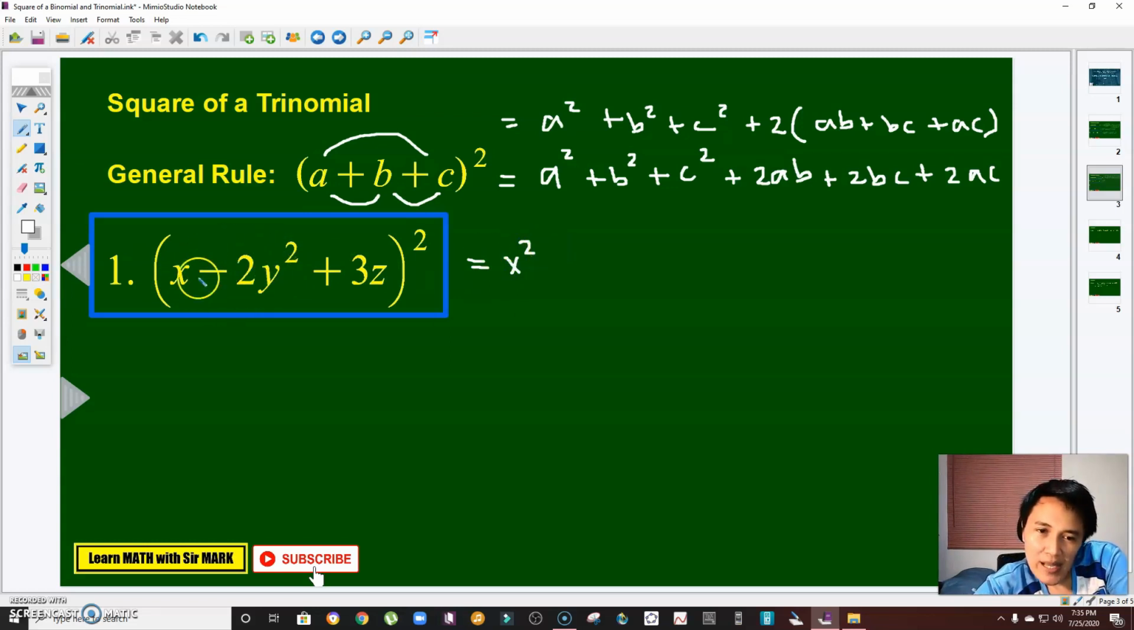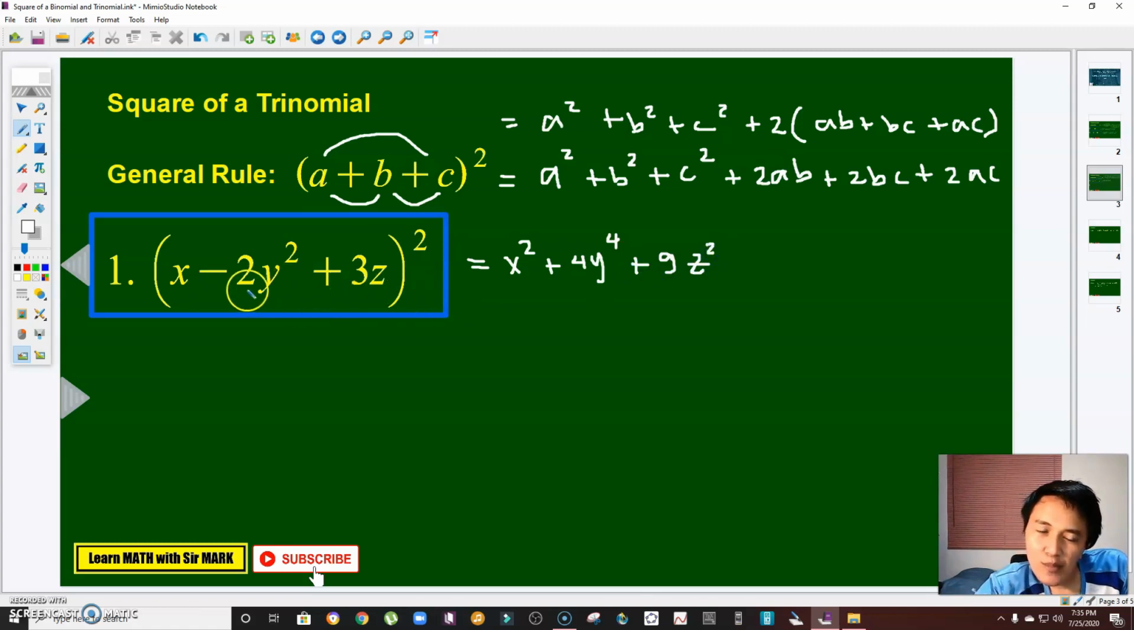Then, squaring a negative number will give a positive number. So that will be 4y to the 4th. Clear? Then, to get the third term, square this one. So, 3z to be squared, that will be 9z squared.